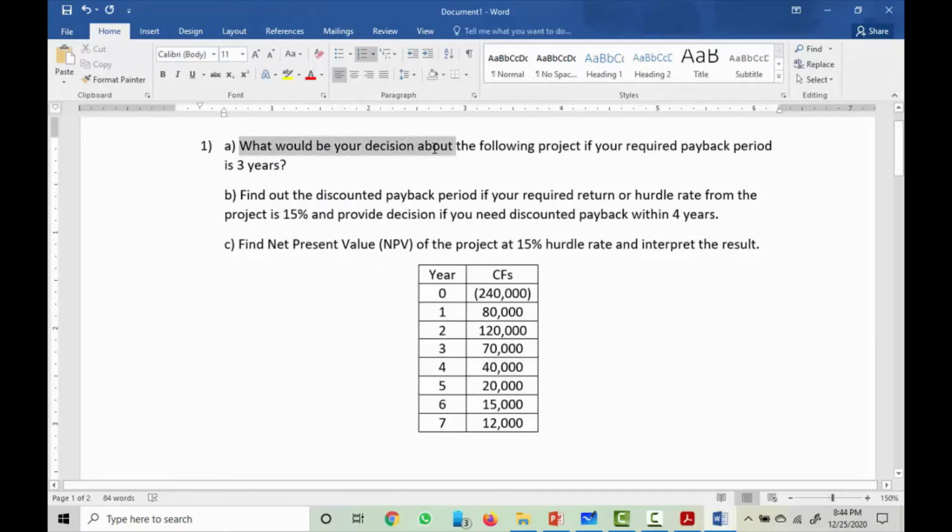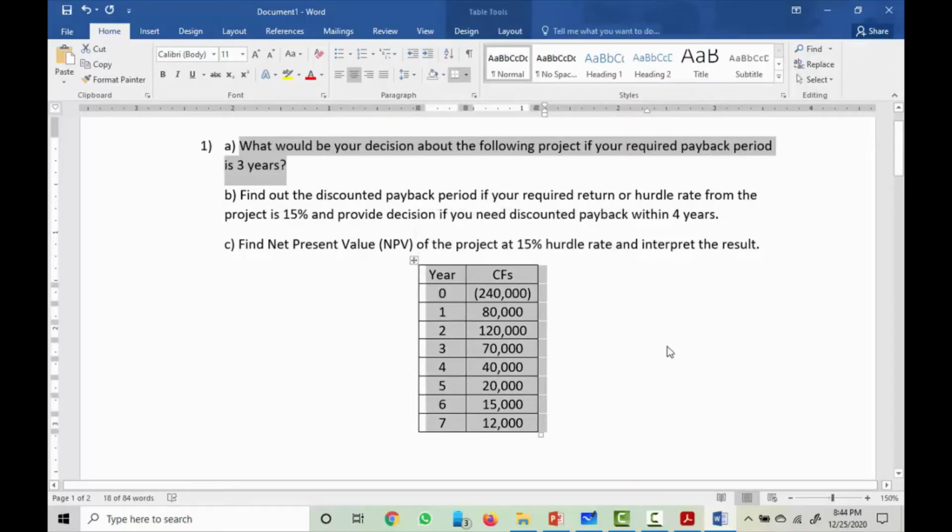The question is saying, what would be your decision about the following project if your required payback period is 3 years? Let us first answer this question before we learn and solve the remaining two questions. First of all, we will solve part A of this question, that means we need to find out the payback period of the following project.